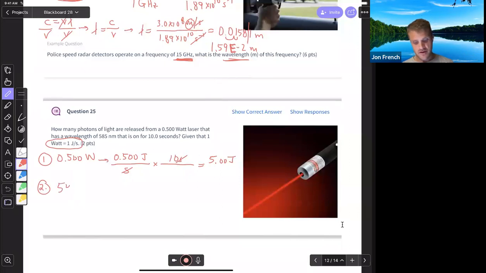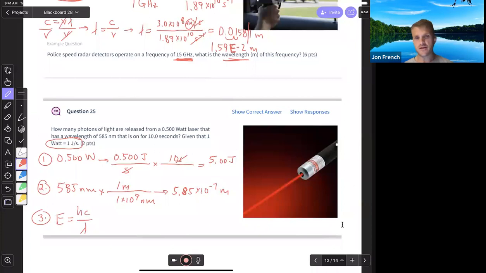So let's see, 585 nanometers. I know in 1 meter, I've got 1 times 10 to the 9 nanometers. So my wavelength is 5.85 times 10 to the minus 7 meters. Now I can find the energy of 1 photon. So energy equals, this is the first time this equation's shown up tonight, but you definitely need to know how to use this equation. Energy equals Planck's constant times the speed of light divided by my wavelength. That lets us relate wavelength to energy directly.